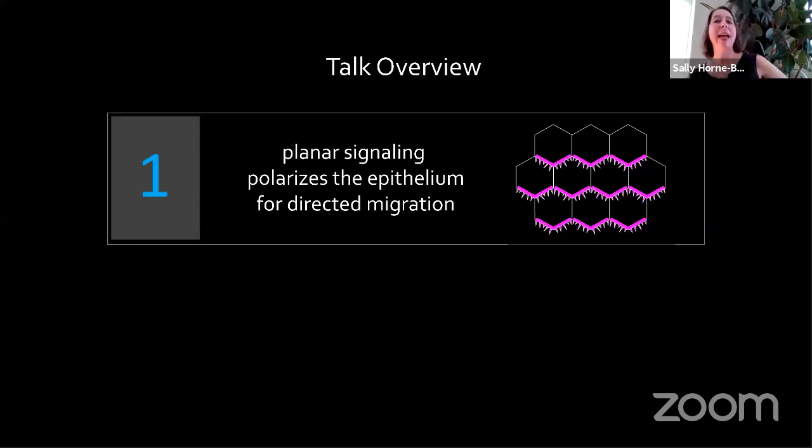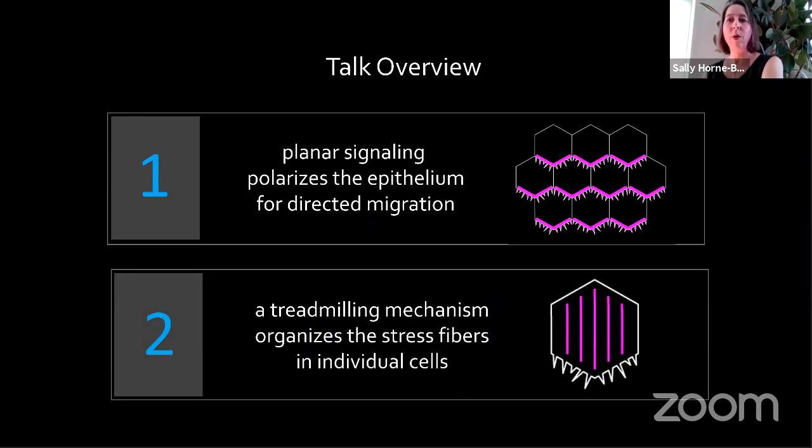Okay, so today we're going to talk about two aspects of this collective migration. The first thing that I'm going to do is tell you about a planar signaling system that helps to organize all of these cells in the same direction for directed tissue movement. And this is going to be about 2/3 of the data that I show. And then in the second part of the talk, we're going to focus in on what's happening at the level of a single cell and talk about how stress fibers are organized within these migrating epithelial cells.